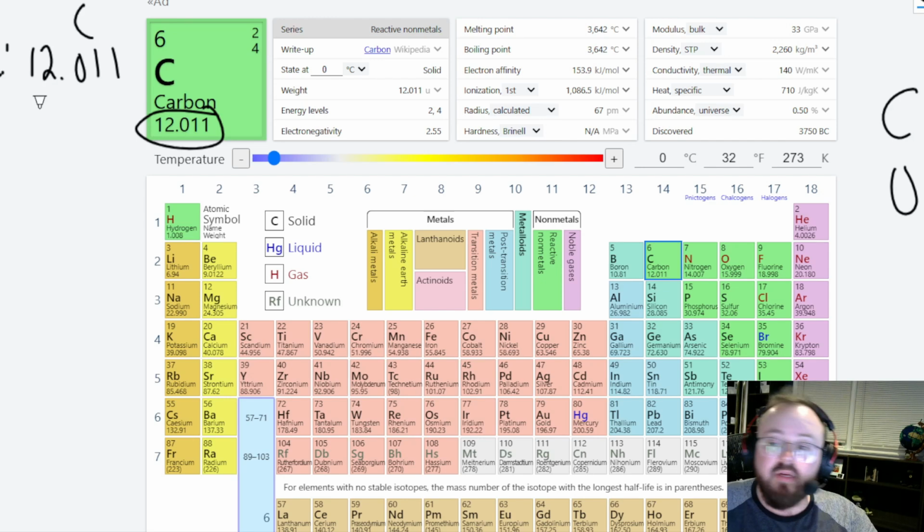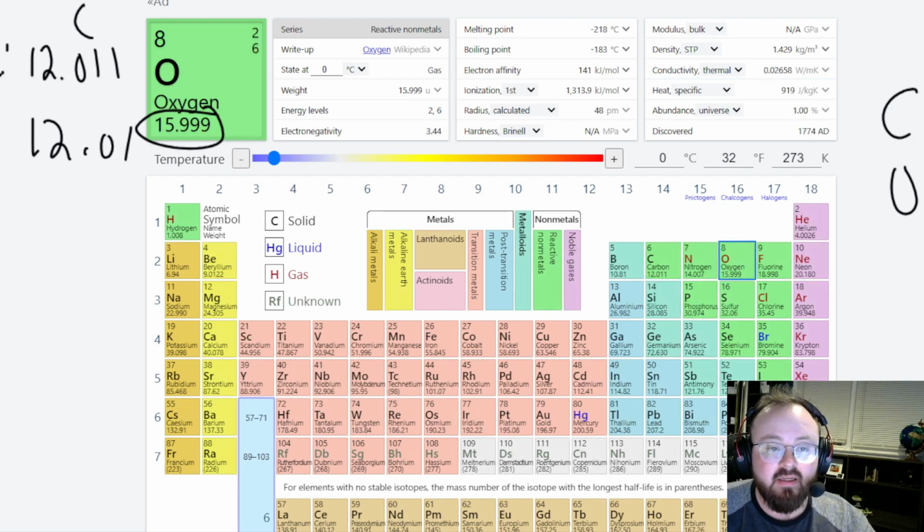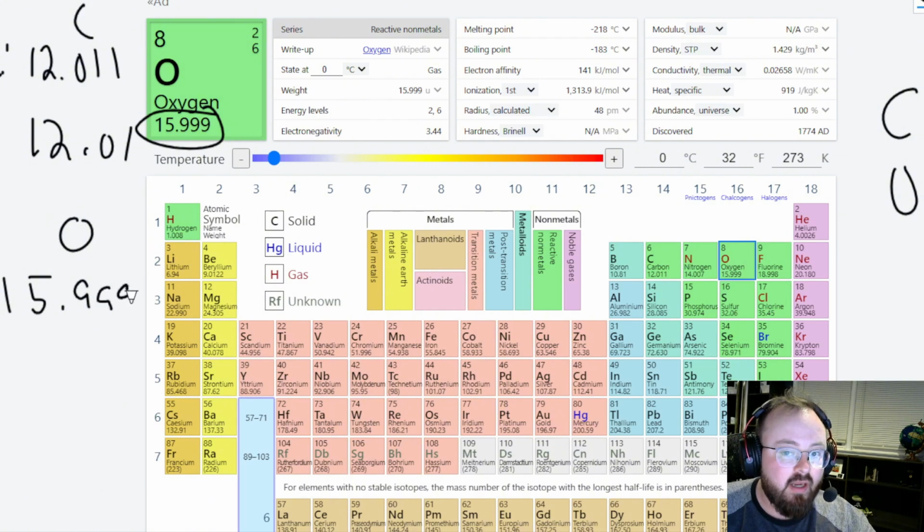And just to remind us, why are these numbers not whole numbers? There are different isotopes of carbon, carbon-12, carbon-13, carbon-14, and it's a weighted average. So there's a lot of carbon-12, not as much carbon-13, but overall there still are some carbon-13 atoms. So we're going to be using 12.01 for carbon. We look for oxygen, oxygen is 15.999. When we round this up, that 9 rounds up this, which rounds up that, which rounds up that. And so we can therefore use 16.00 for our oxygen atom.